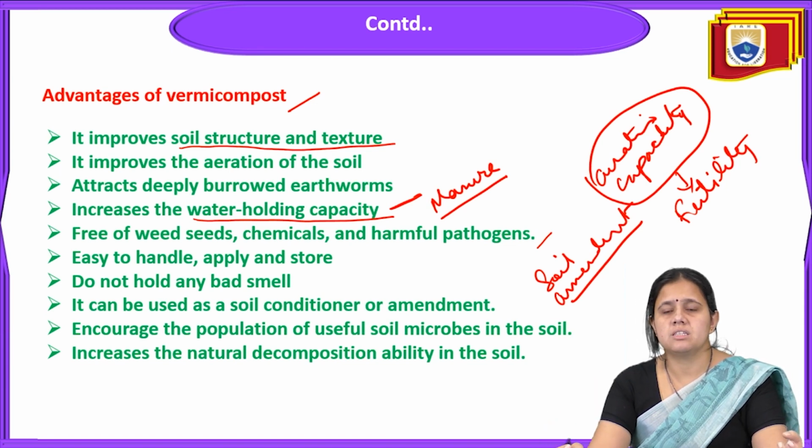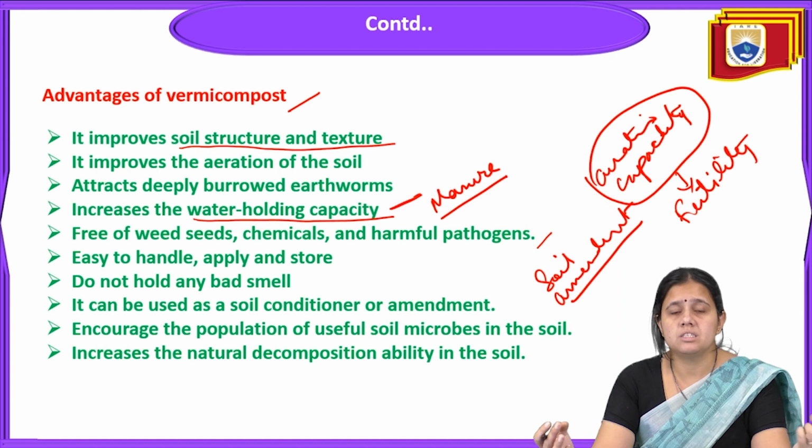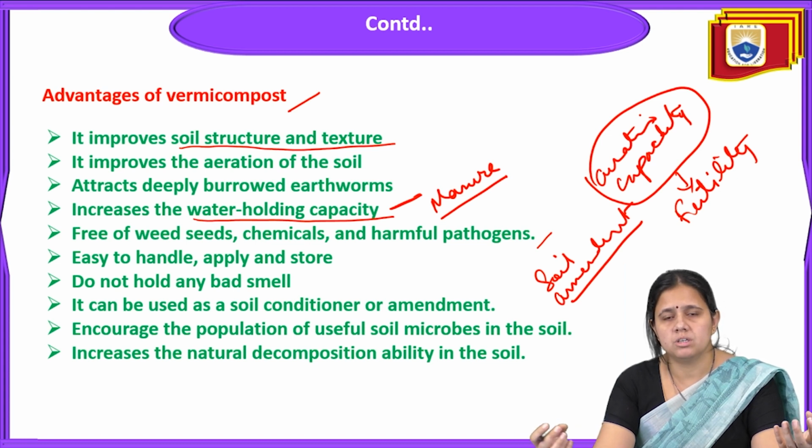And also it encourages the population of useful soil microbes in the soil and increases the natural decomposition ability in the soil. So what does this vermicompost do? This vermicompost is very useful for the plants, the crop, and the soil also. It is going to improve the soil structure and texture. Soil aeration is also increased, and it attracts deeply burrowing earthworms also.